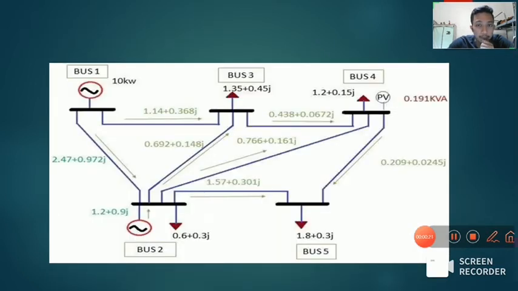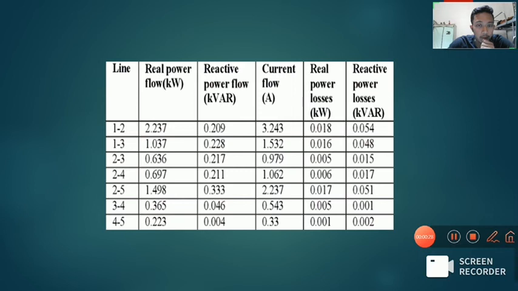Okay, this is the circuit diagram when we put the PV panel at bus 4, and this is the result when we run the circuit in Simulink. Then we get the result for the buses when we put the PV panel at bus 4. The result shows real power flow, reactive power flow, current flow, real power losses, and reactive power losses. Okay.